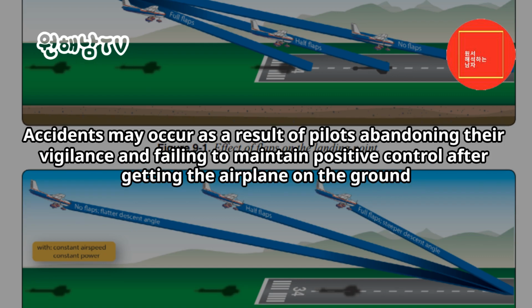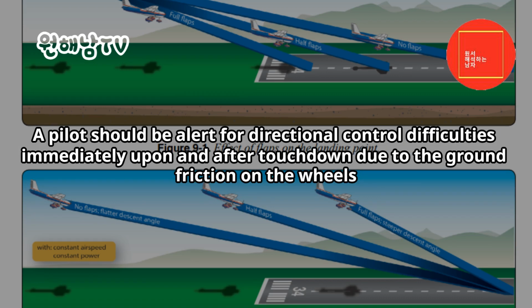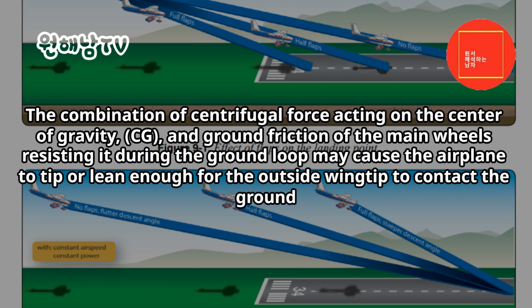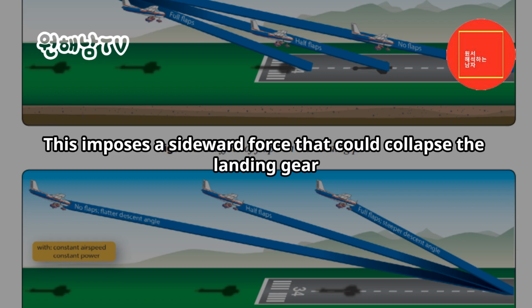Accidents may occur as a result of pilots abandoning their vigilance and failing to maintain positive control after getting the airplane on the ground. A pilot should be alert for directional control difficulties immediately upon and after touchdown due to the ground friction on the wheels. Loss of directional control may lead to an aggravated, uncontrolled, tight turn on the ground, or a ground loop. The combination of centrifugal force acting on the center of gravity, CG, and ground friction of the main wheel resisting it during the ground loop may cause the airplane to tip or lean enough for the outside wingtip to contact the ground. This imposes a sideward force that could collapse the landing gear.